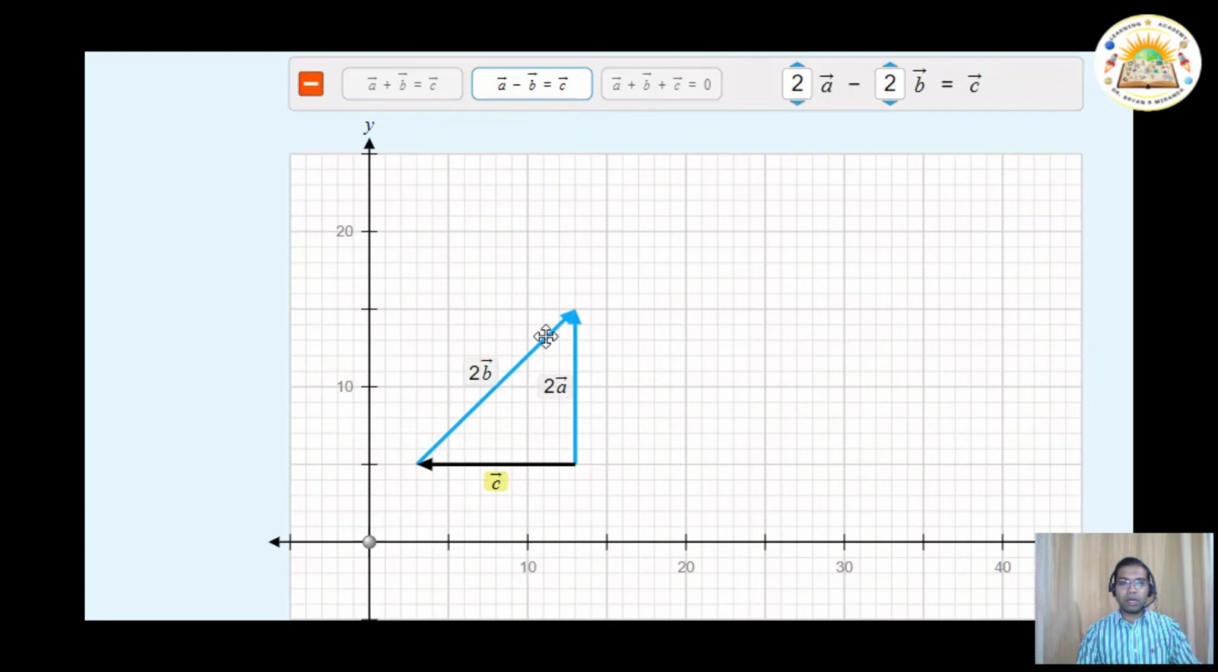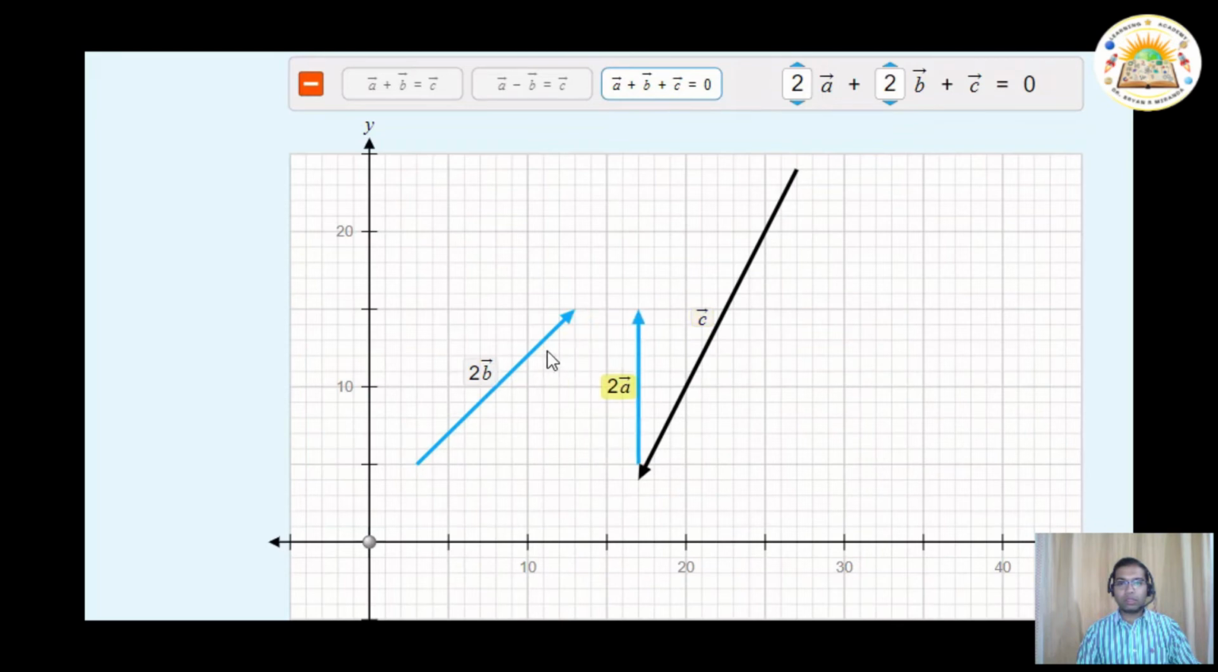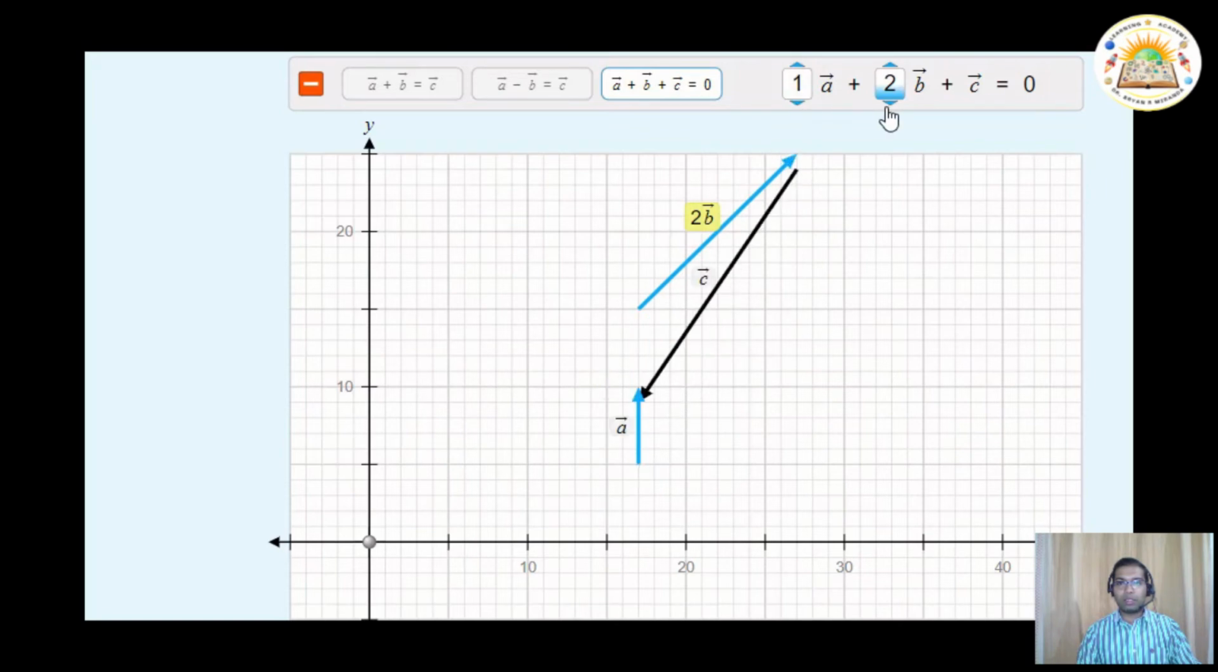C and B are in the same order, A is in the opposite order. So these are two ways of writing the equation. We can even write A plus B plus C is equal to 0. If I look at this, what is happening? I have A which is moving upwards, B which is in this direction, and I'm telling that C is equal to 0. So I will make this unity and I will choose the last equation.